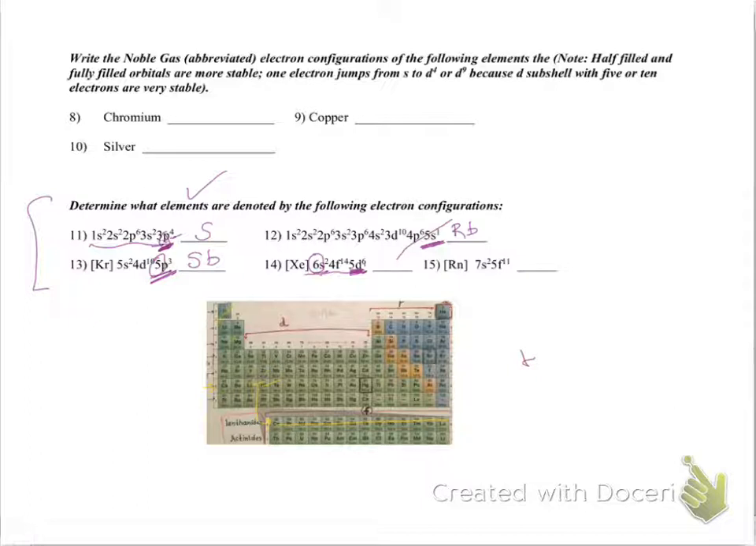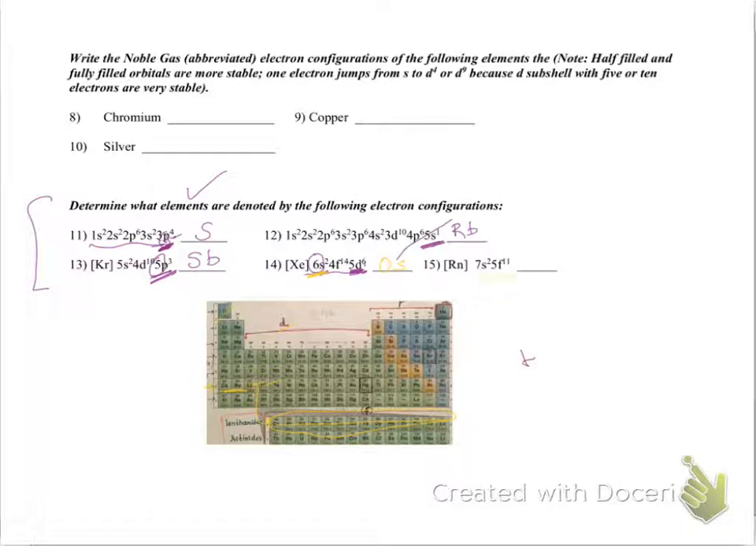So if we are putting one less row number for D, then for F we're going to put two less row numbers. So 6s2, 4f14, 5d6, 1 2 3 4 5 6, osmium, according to this electronic periodic table.